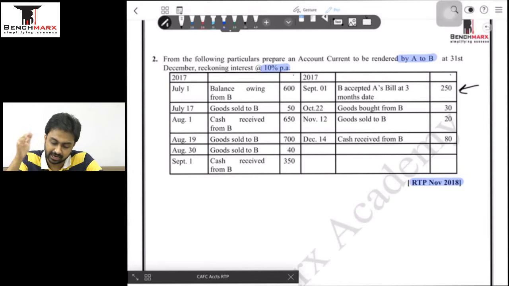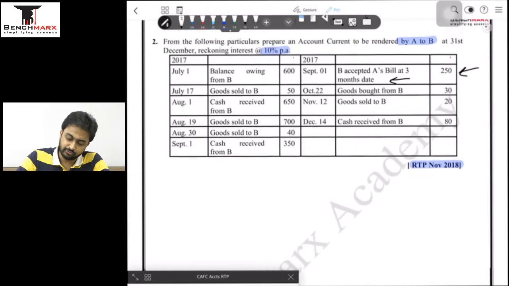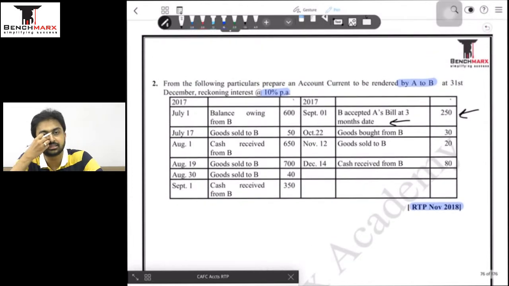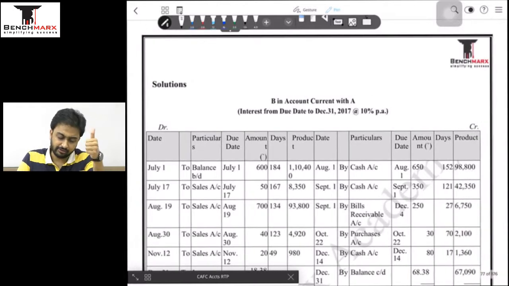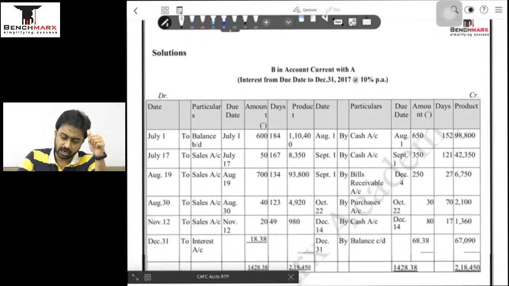Goods bought, goods sold, cash received. So apart from this transaction of a bill, all other due dates are going to be the transaction dates itself. So as usual, we'll prepare B account in the books of A, the same columns as usual. Again the question is silent, so we will solve this question also on the basis of the product method. So as usual, we'll have date, particulars, due date, amount, days and product. We have 6 columns as usual, and we will start with the posting.